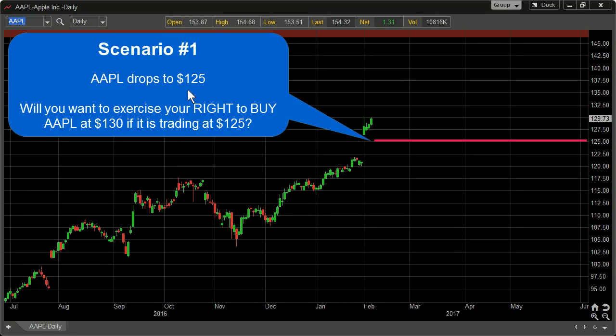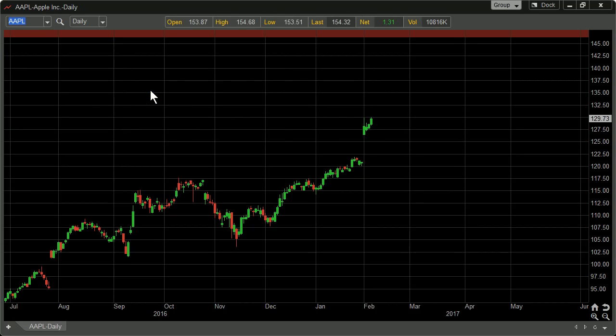Scenario number 1, what if Apple drops to $125 per share? Would you want to exercise your right to buy Apple at $130 if it were trading out in the marketplace at $125? Well, of course not, right? If I could go out in the open market and buy it for $125, I'm not going to exercise my right and buy it at $130.